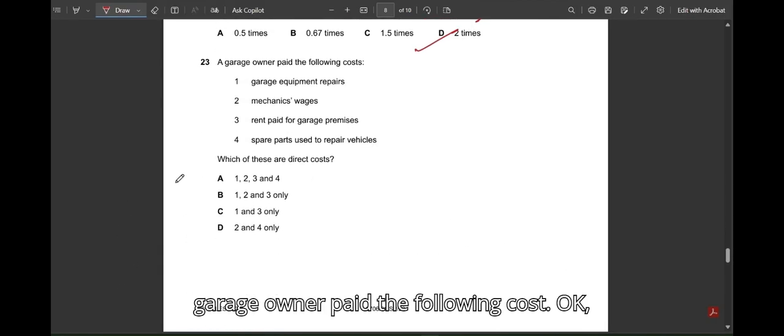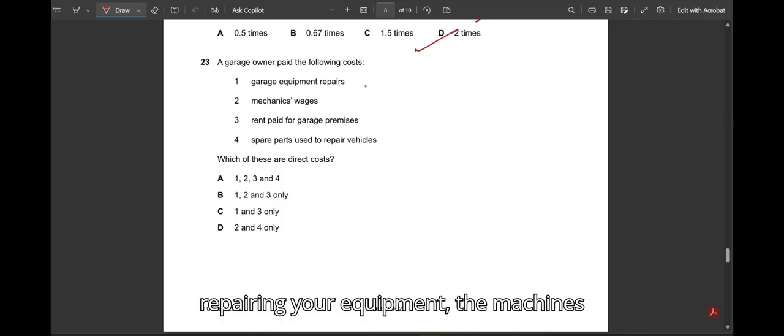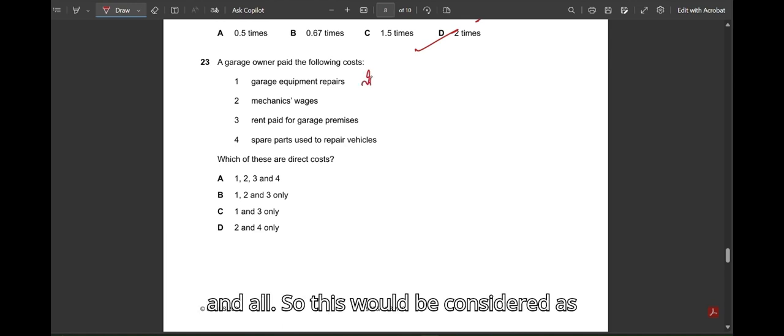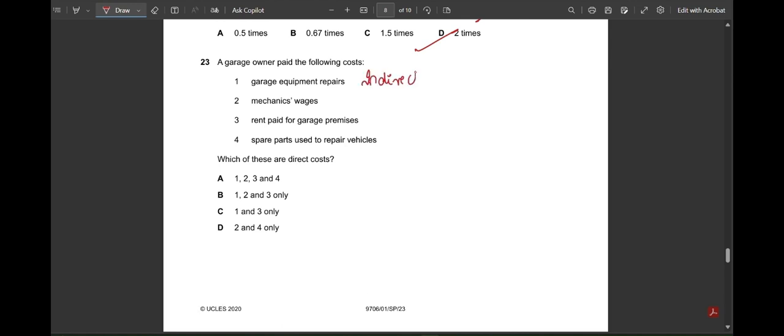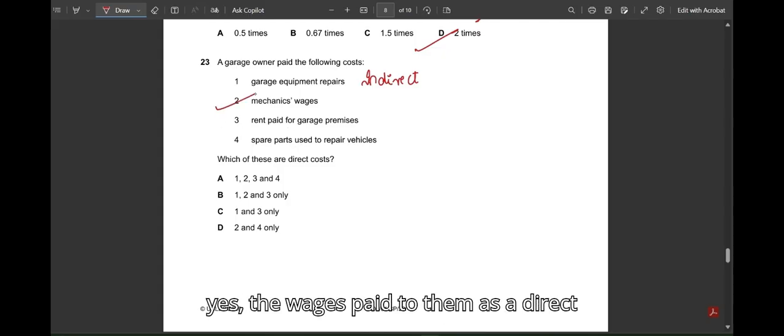A garage owner paid the following cost. Which of these are direct cost? So let's see. Garage equipment repairs. No, these are not the direct cost. You are repairing your equipment, the machines and all, so this would be considered as indirect cost. Remember. Mechanic wages. Yes, these are direct costs because they are actually working on the cars or whatever repair work they are doing. So the wages paid to them is a direct labor. In this case, this would be a direct cost.